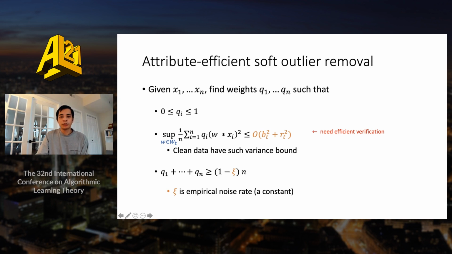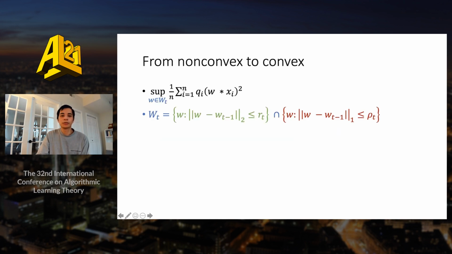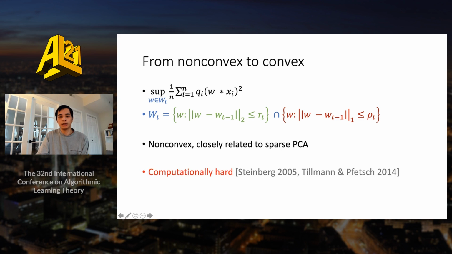So it remains to show that we can verify all these conditions, especially the second condition. We need a very efficient verification procedure. Let's take a closer look at it. The objective is to maximize a quadratic function, and we have a convex constraint. The constraint is fine, but overall this problem is non-convex and closely related to sparse PCA. And we know that computationally it is hard.